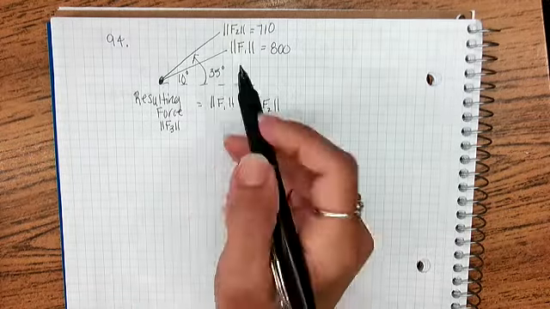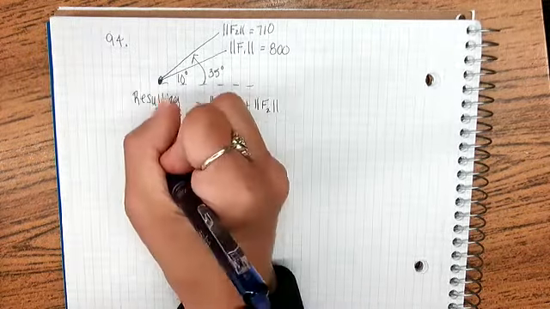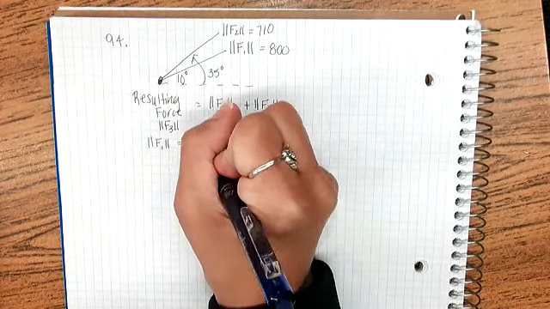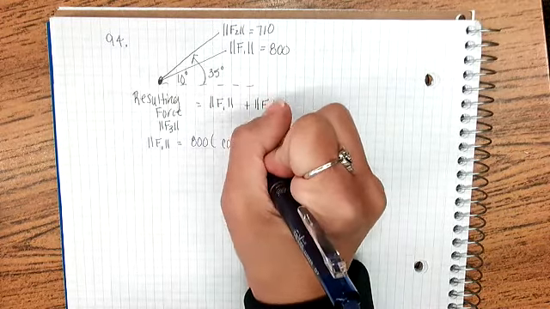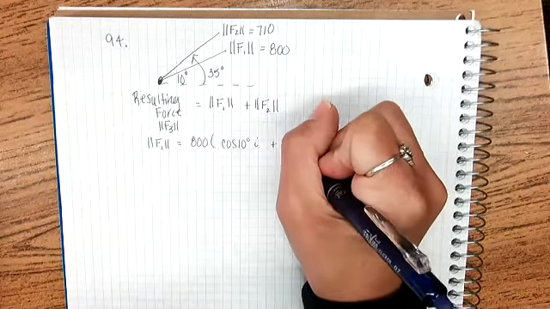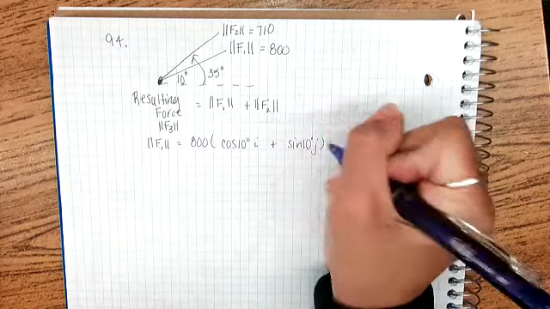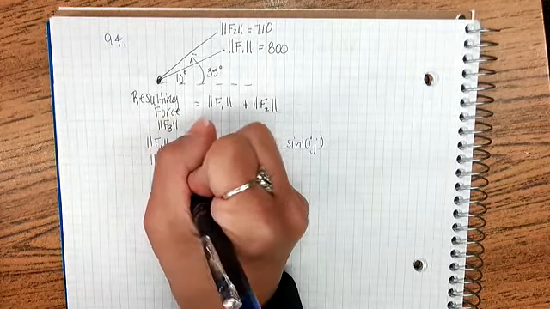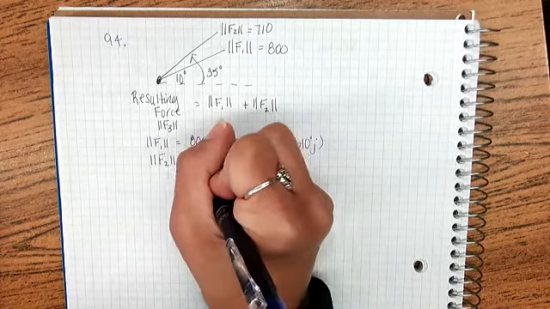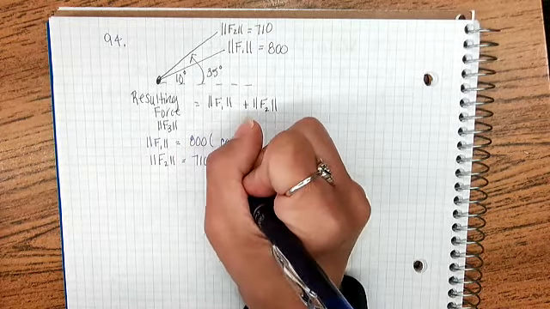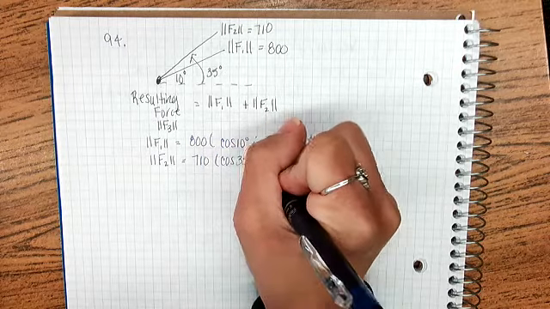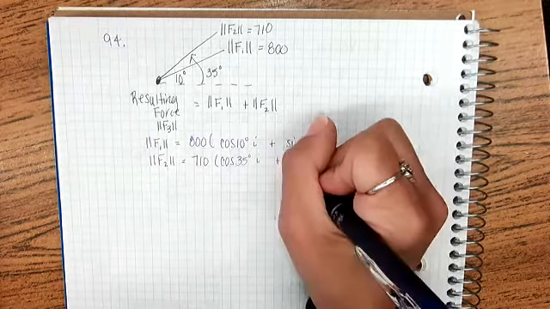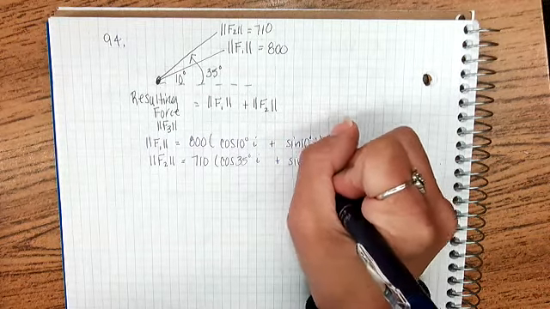Okay, so let's write some vectors. For the first one, F1, that is going to be 800 cosine of 10 degrees I plus the sine of 10 degrees J. And the force of the second vector is equal to 710 the cosine of 35 degrees I plus the sine of 35 J.